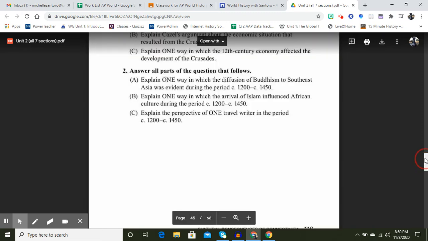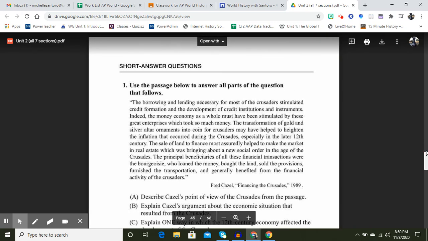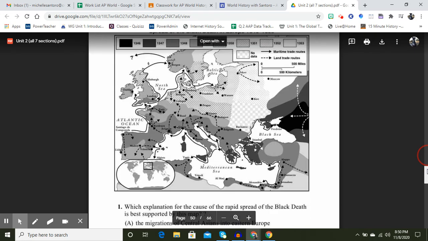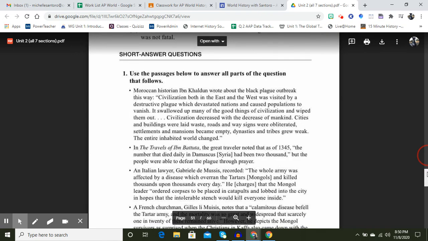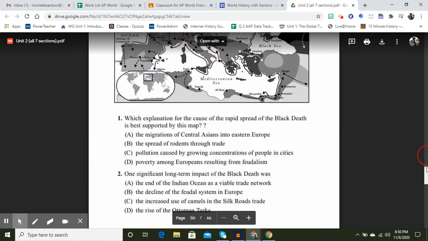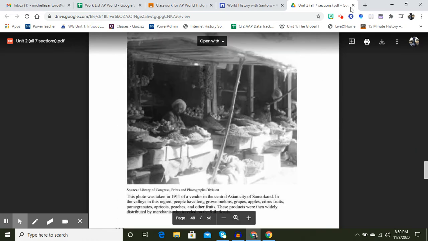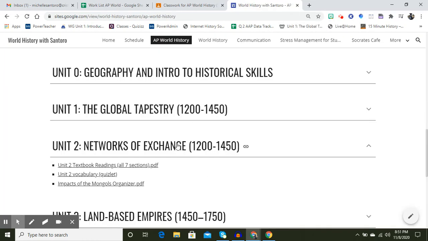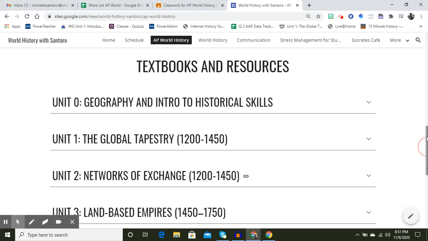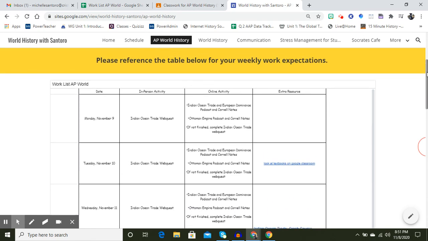So if you want to practice for not just the AP exam, but also just our unit test, I do sometimes borrow them from here. It uses primary sources and key terms or map analysis questions. So it's a pretty good resource to use. And again, that is on my website on the same page as your work list.